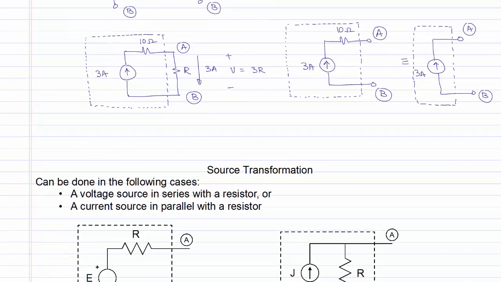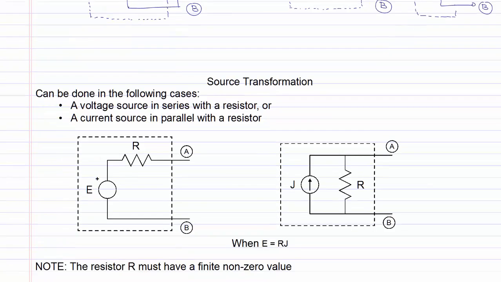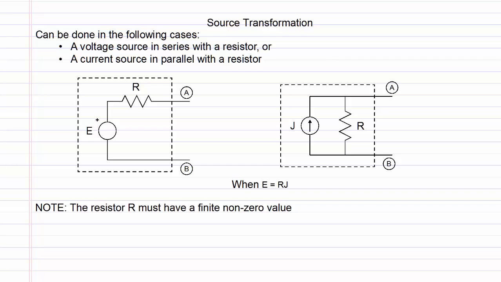Next, we look at the equivalence of two circuits called source transformation. Source transformation can be done in the following cases when we have a voltage source in series with a resistor, for example, the circuit on the left shows this situation, or a current source in parallel with a resistor shown by the circuit on the right. Note that the circuit on the left and right have the same resistor value R. What is different between the two circuits is the circuit on the left has an independent voltage source and the circuit on the right has an independent current source.